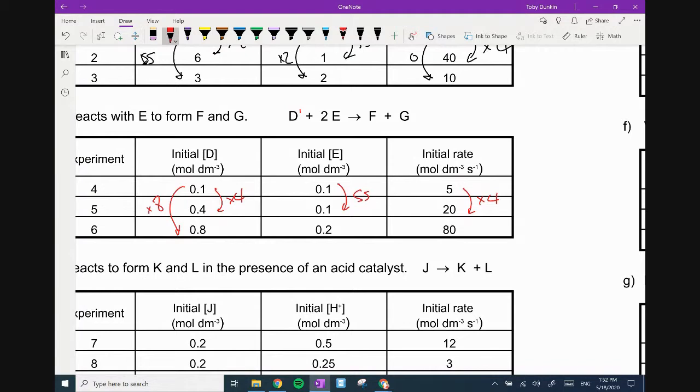This one I need my calculator. We know that D is first order. So in order, times by 8 according to D. So 5 times 8 gives me 40. Any change, that's gone up by a factor of 2. What did I do to E? And the answer is times by 2. So E is also first order. Nice. Makes things easy, doesn't it? First and first. 1 mark for the 2 numbers.